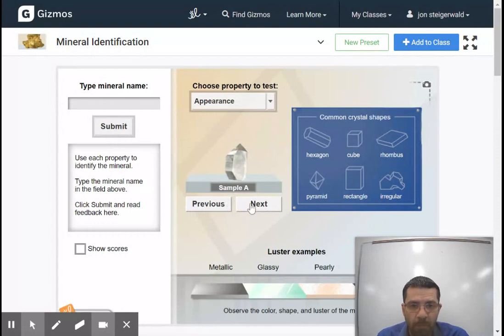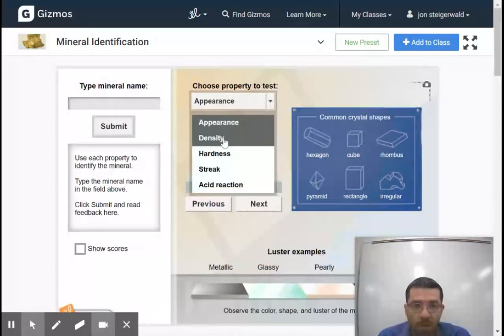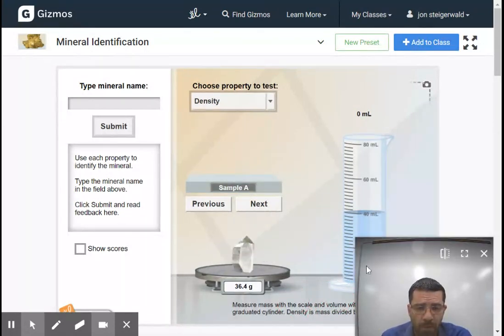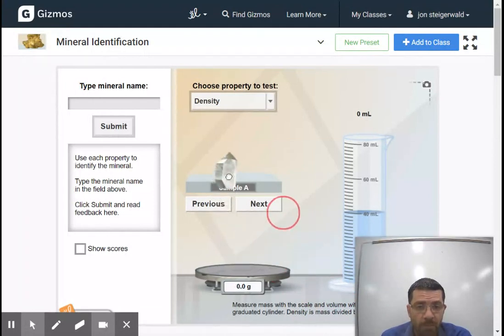These are the different samples. So it'll ask you to observe different samples. So you'll just click through here. So you're going to look at density. Again, you're going to take a sample, put it on the balance here, 36.4 grams. All right, so you have to record that on your data table in the packet.